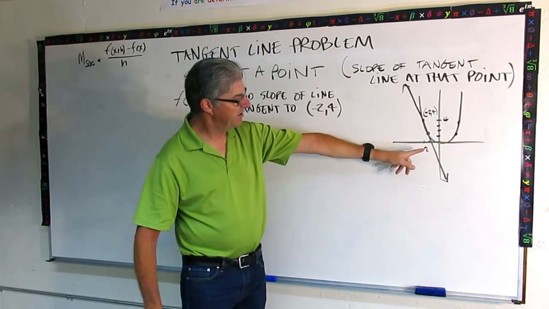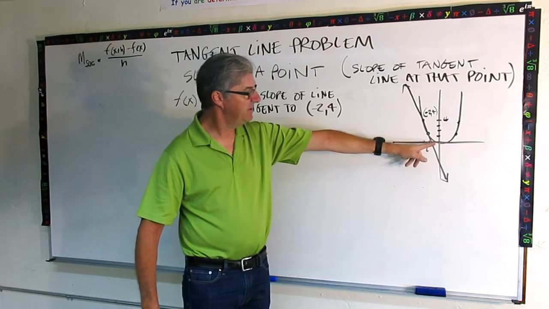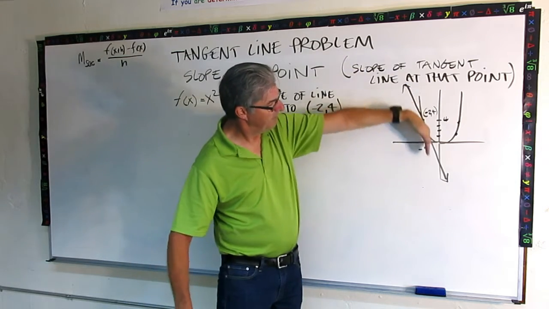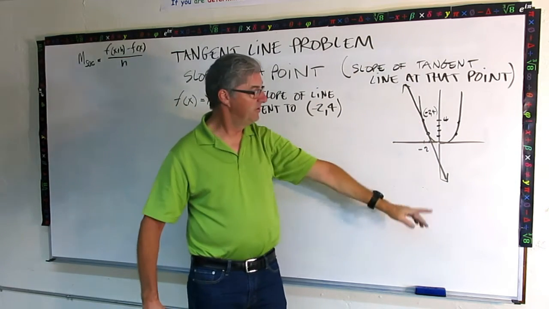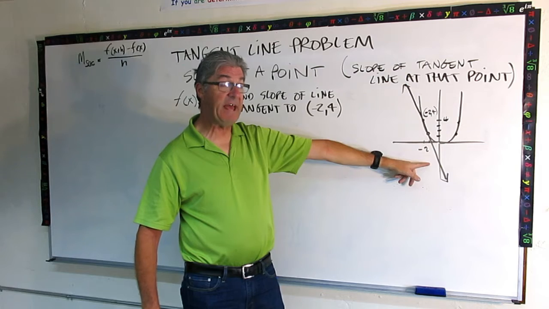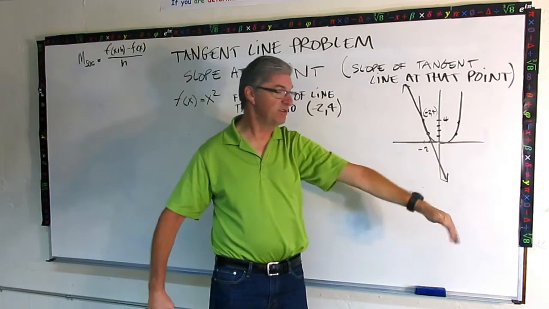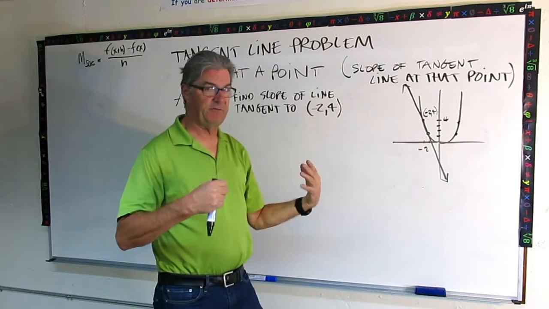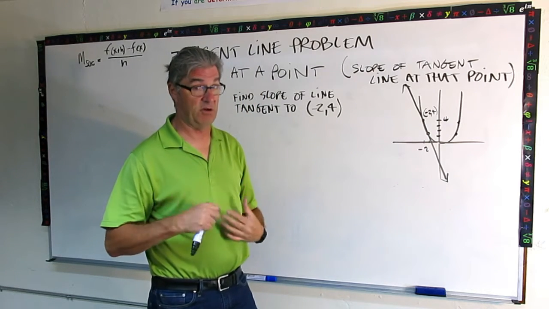Just as a review, here's our function, a basic parabola, vertex on the origin. Here's our point, negative 2, 4. We're looking for the slope of that tangent line. First off, you can tell it's negative, right? We have a decreasing function, so the slope of the tangent line should be negative. So when we're done with this, if we end up with a positive number, we know we're not correct.